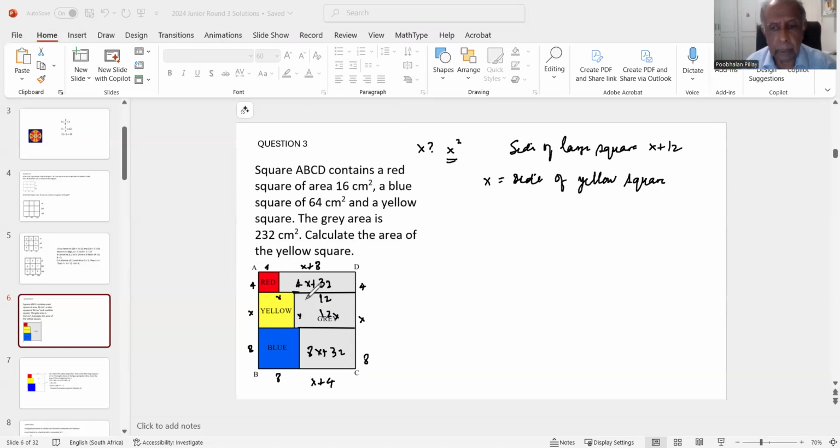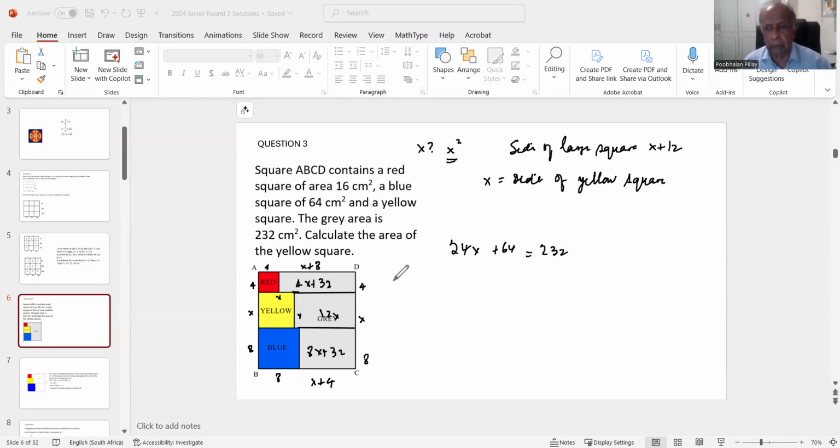All right. So if you work out the 3 areas, let me just take this 12 out here, that's in the way. If you work out the 3 areas, when you add them up, the answer is 232. So when you add up these, 4x plus 12x plus 8x, that gives you 24x. I'm adding in the gray area, and you got 32 plus 32 is 64. And that gives you 232.